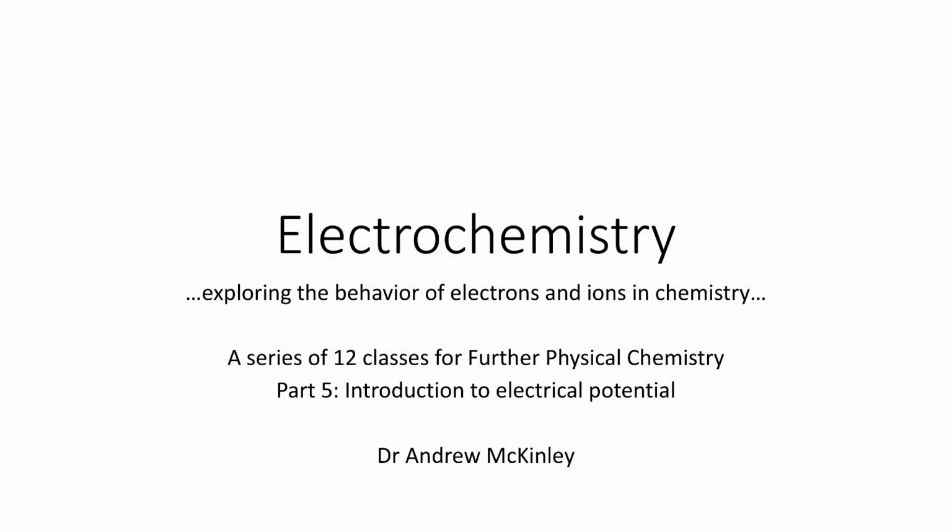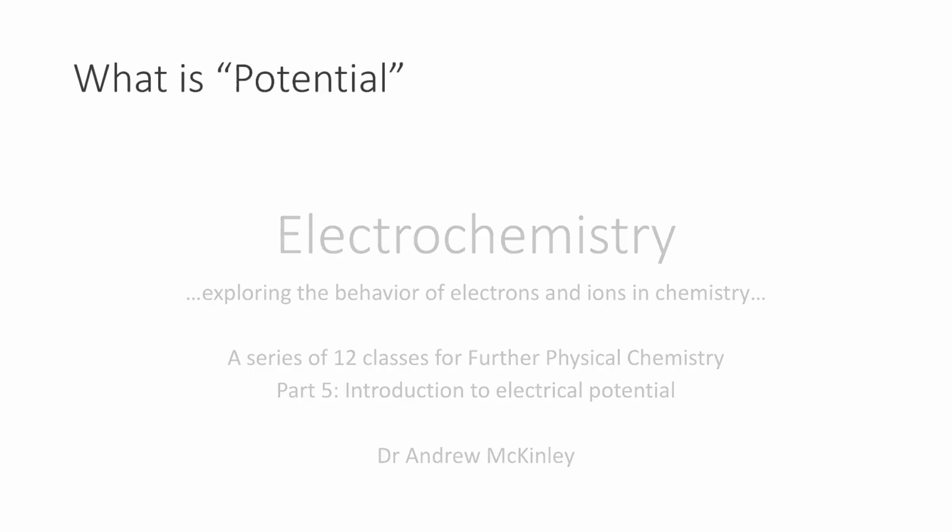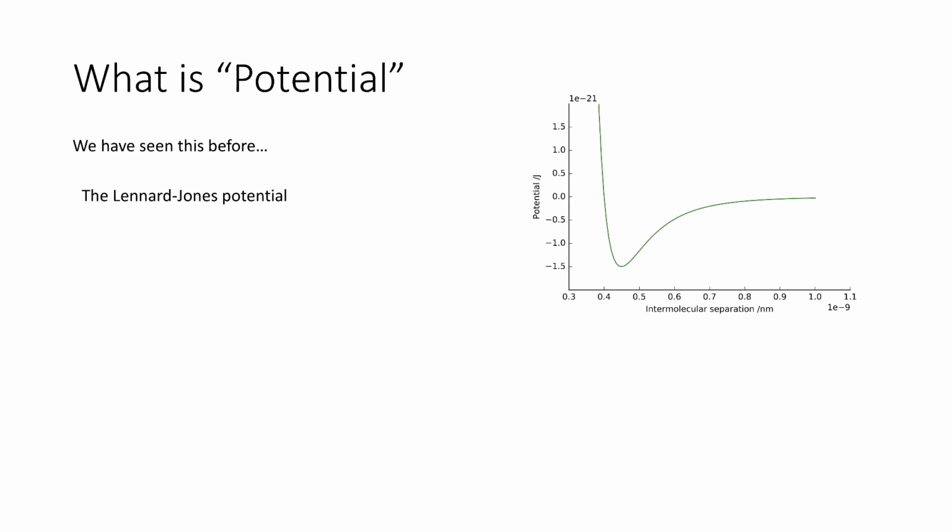The next concept we need to consider in our electrochemical explorations is that of electrical potential, and fundamentally what it is. So we've seen potential many times before. We've considered thermodynamic potentials, we've considered chemical potentials, and in first year we considered the Lennard-Jones potential. So I'm going to look at Lennard-Jones potential because we had a key definition with it. That definition was the work done to move molecules from infinity to a point of interest.